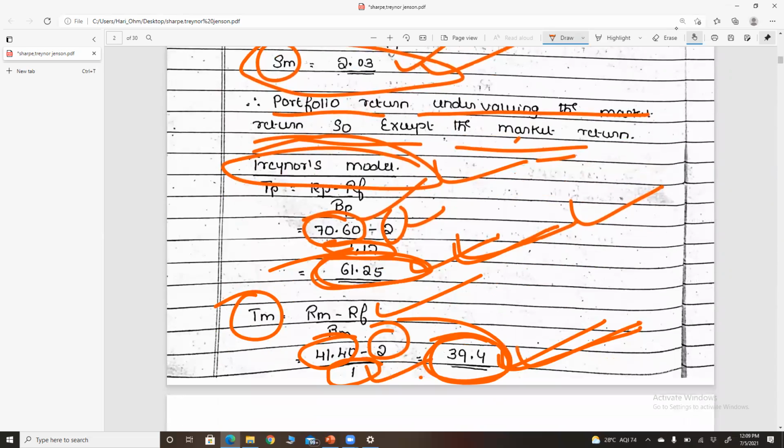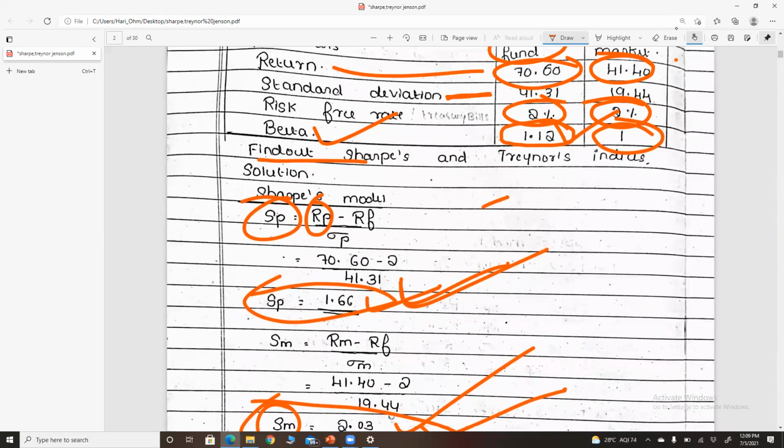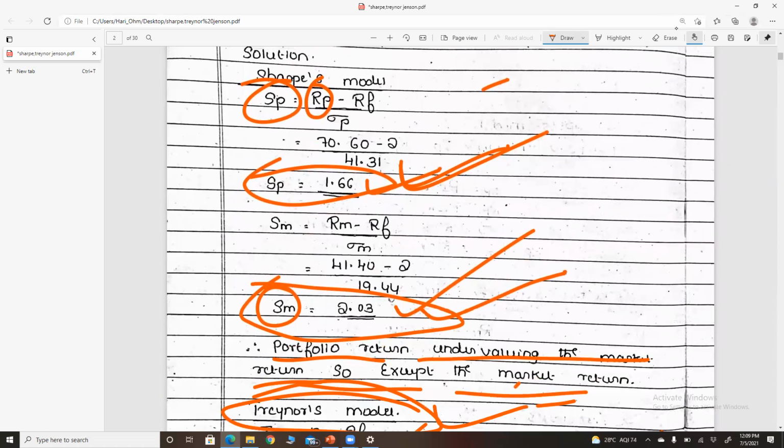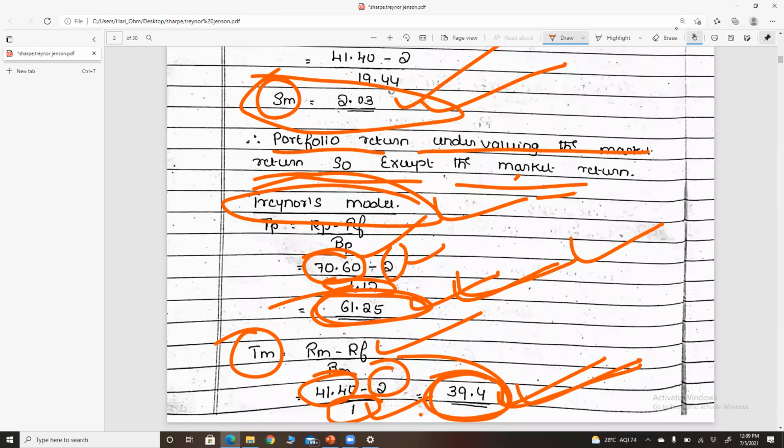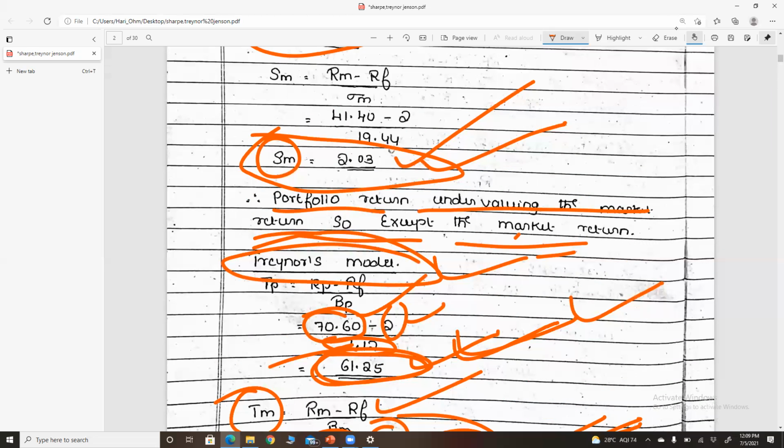Hope you understood the first problem. It's very easy, you just need to remember the formula. Is it clear? In case of any doubts, you can contact me.